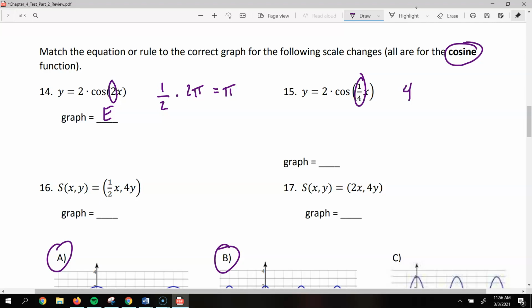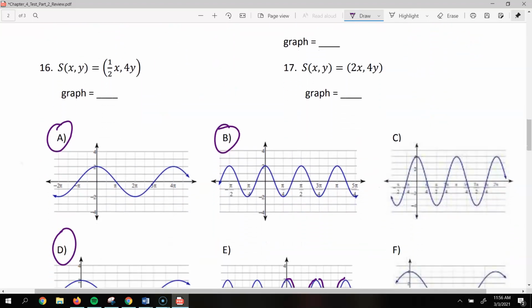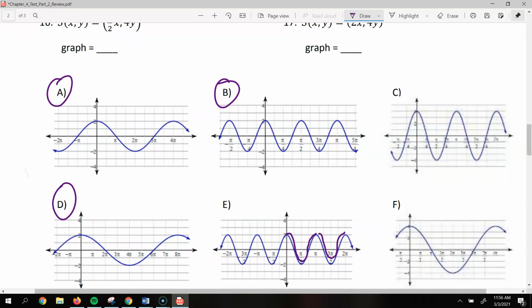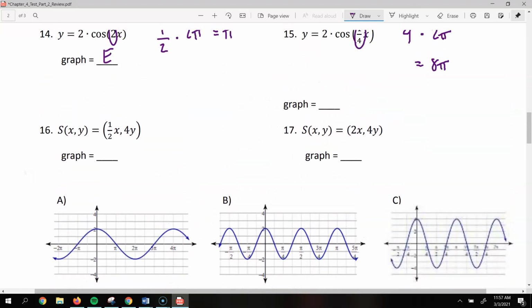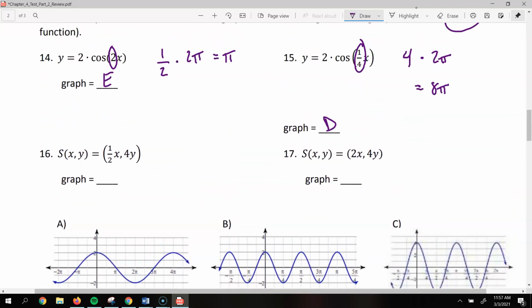So that means it's going to be stretched horizontally to be 4 times the size. So one period is going to be 4 times 2 pi, so one period is going to be 8 pi radians. So I want to figure out which one of these is stretched so I'll have a period of 8 pi. And the only option for that is letter D, because you can see that in letter D, one cycle or one period is 8 pi radians. So the answer for that one would be letter D.